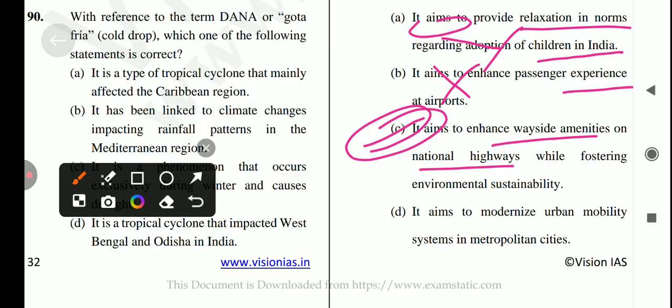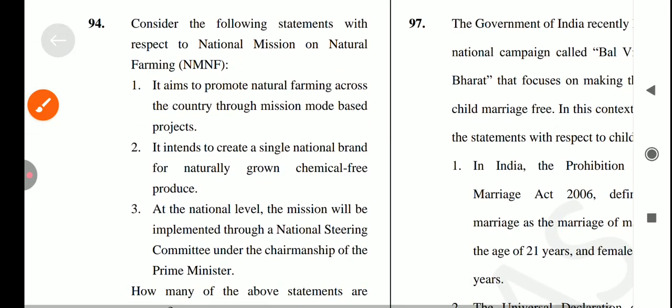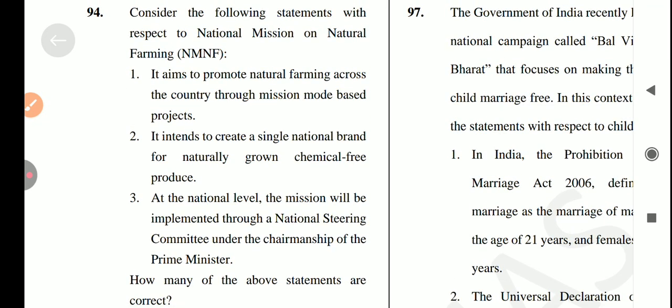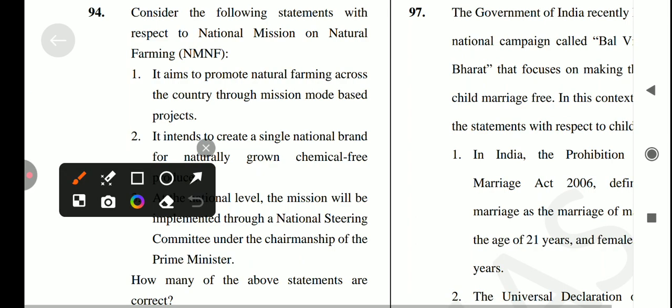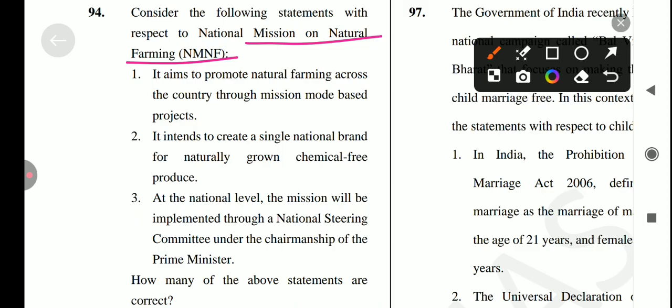Okay, let's come to the next question, which is: consider the following statements, and it asks for the correct statement. So the first statement is with respect to the National Mission on Natural Farming. It aims to promote natural farming across the country through a mission-mode project. Is it true? Yes, it's a correct statement.